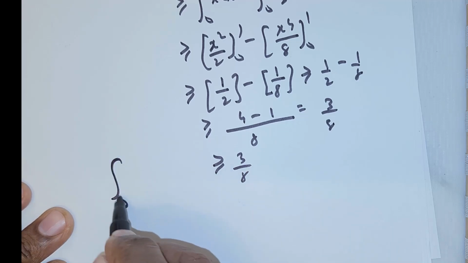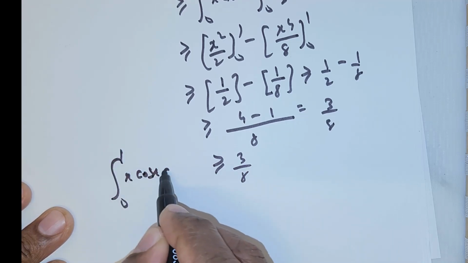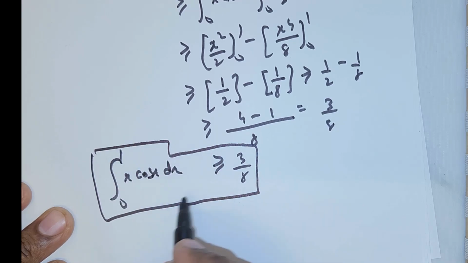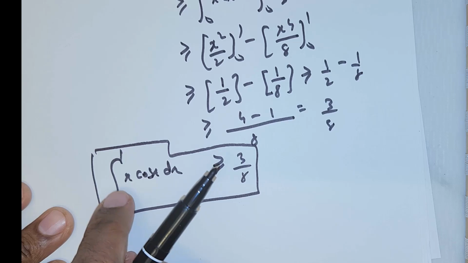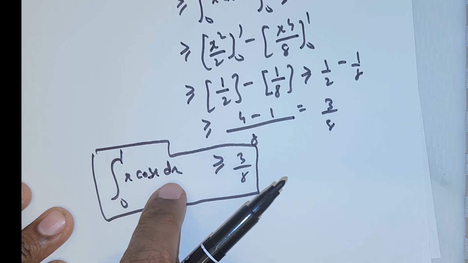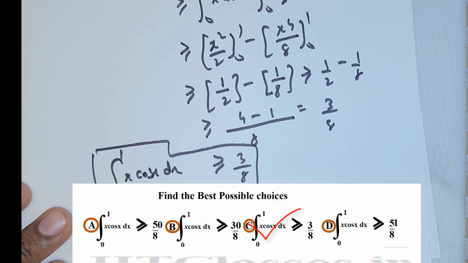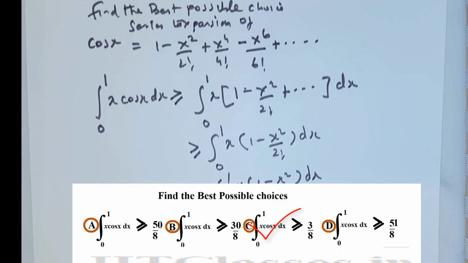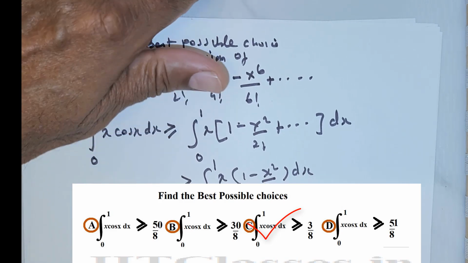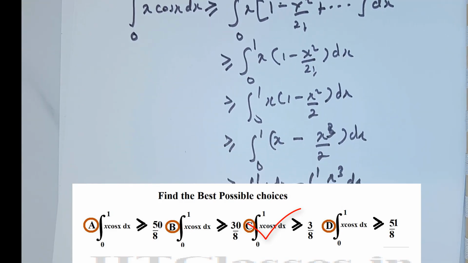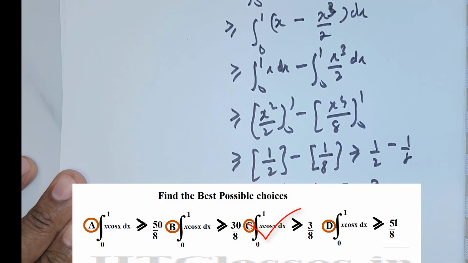On the left hand side you have integral 0 to 1 x times cos x dx. So the correct choice is actually the one which connects integral 0 to 1 x times cos x dx greater than equal to 3 over 8. So that is the solution for this question. So it's a lovely question which is actually different from the original thought process. Okay, so let me move on to the next one.